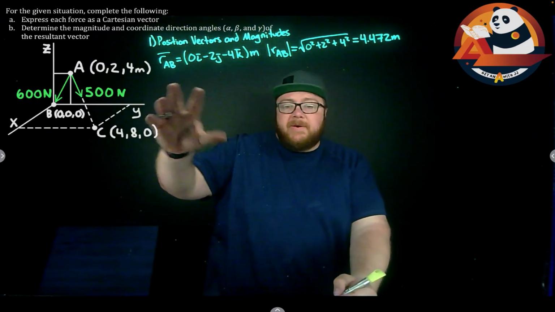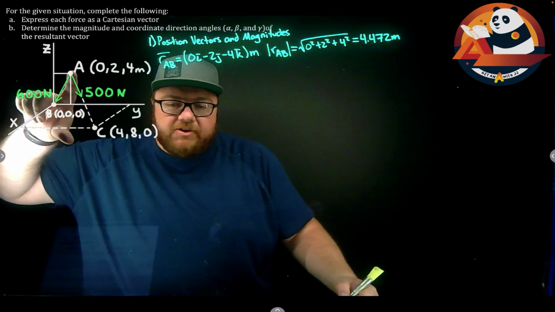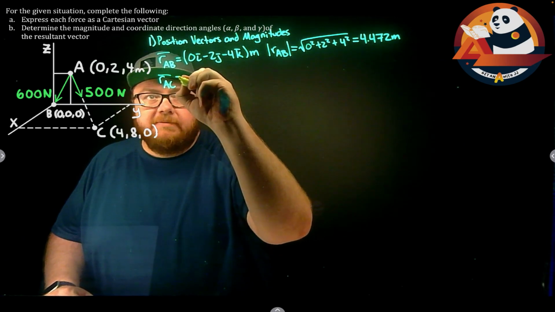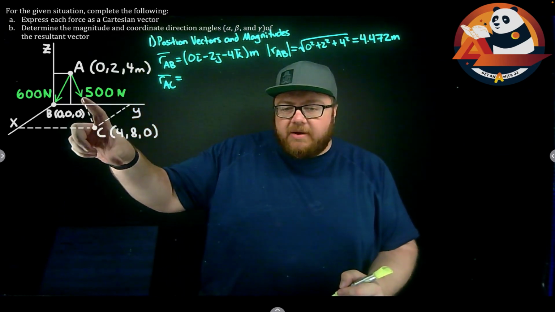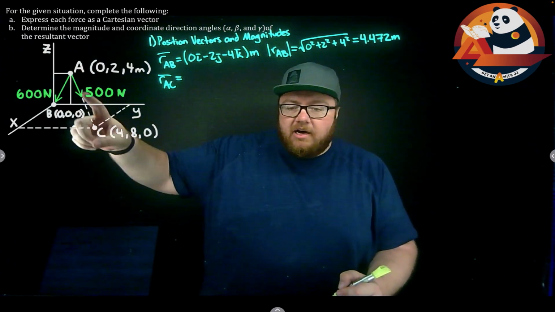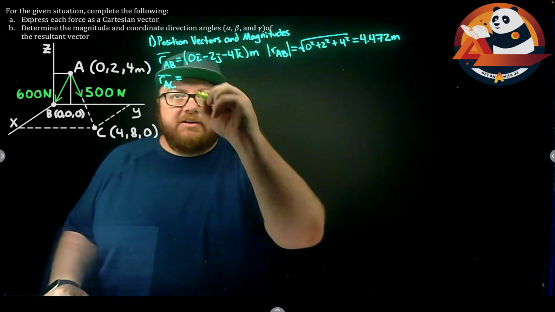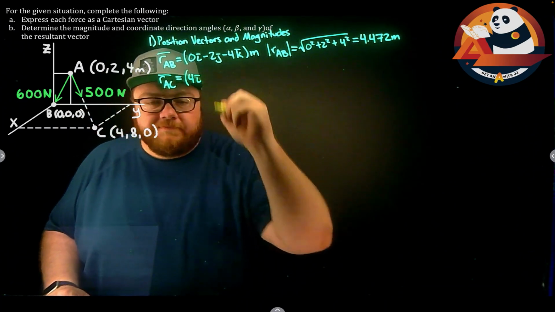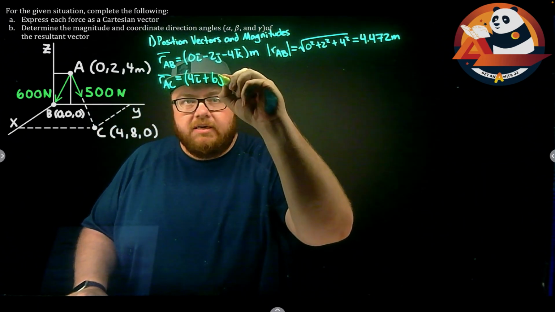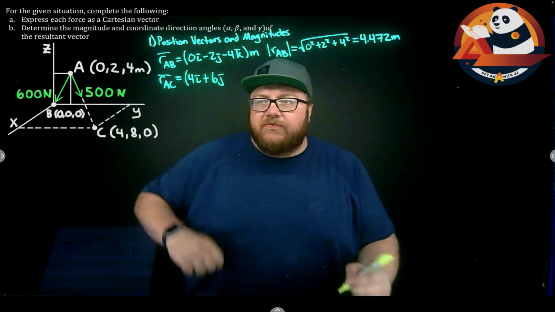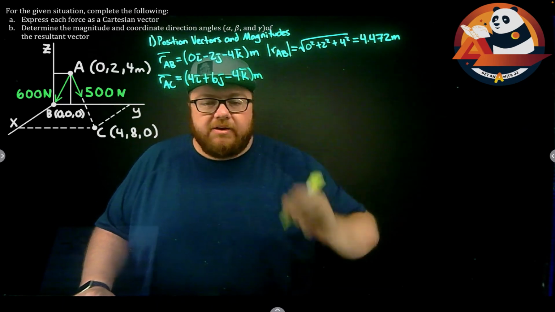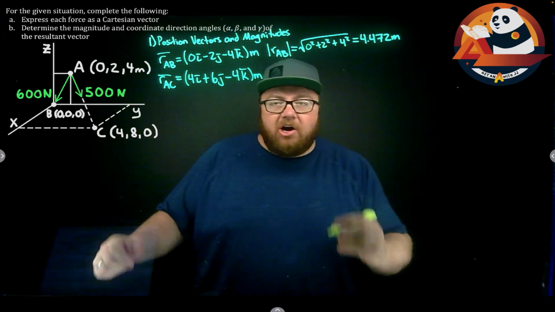I just want to repeat that for my other position vector. I have one vector that goes from A down towards C, so let's find RAC. C is the tip because my arrowhead points down towards C. A doesn't have an arrowhead on it, it's the tail. So C minus A. 4 minus 0 is 4I. 8 minus 2 will be plus 6J. And 0 minus 4 will get me minus 4K meters. With that one known, I can get the magnitude of RAC.